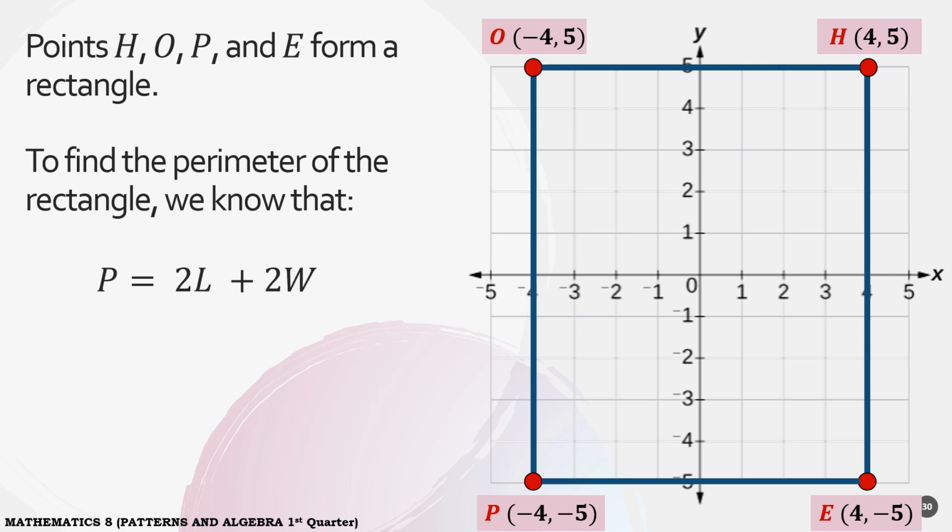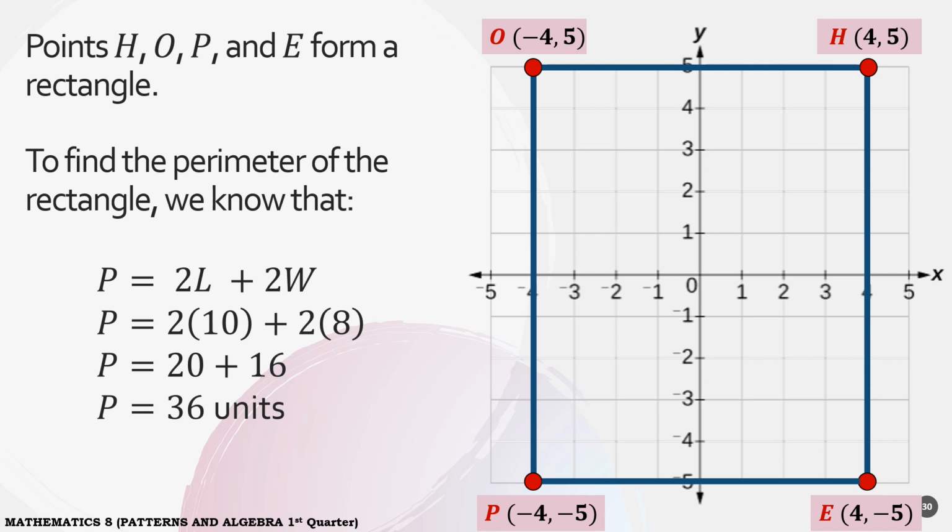This means that the rectangle that we were able to form has a length of 10 units and a width of 8 units. Hence, the perimeter of the quadrilateral HOPE is equal to 2 times 10 plus 2 times 8. 2 times 10 is 20 and 2 times 8 is 16. Add 20 and 16, the sum is 36. Therefore, the perimeter of the rectangle HOPE is 36 units.